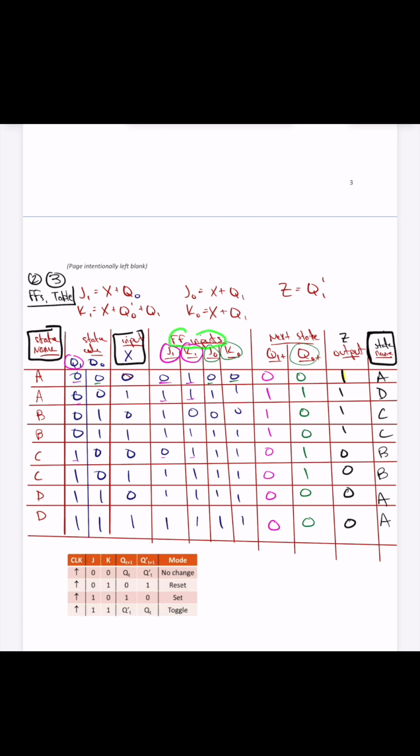So for the flip-flop inputs, we get this 0, J1, from the answer of this Boolean equation. So J1, when X or Q0, what is that output? So I can look right here. X is 0 and Q0 is 0, then that is also 0. And then I fill that with these two. I fill out this equal sign.